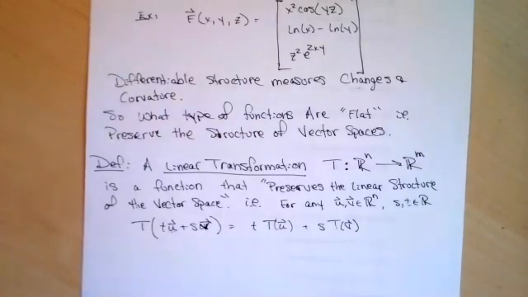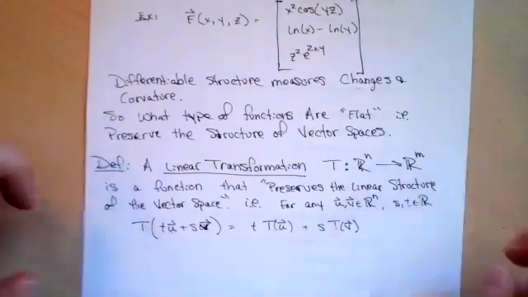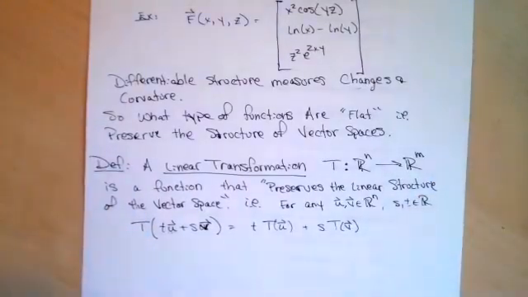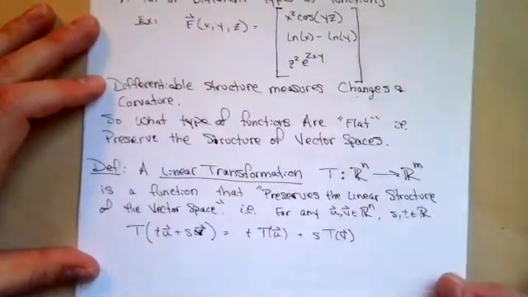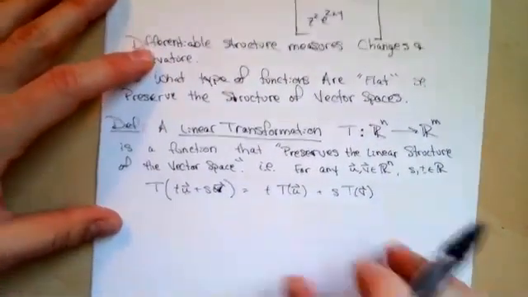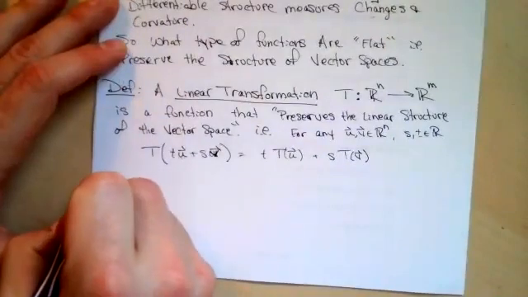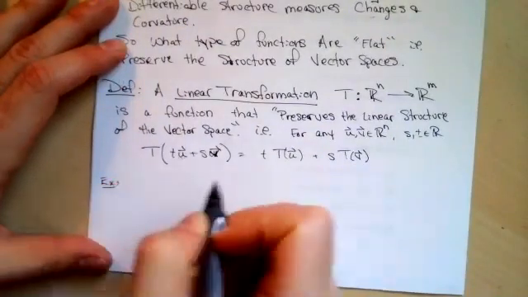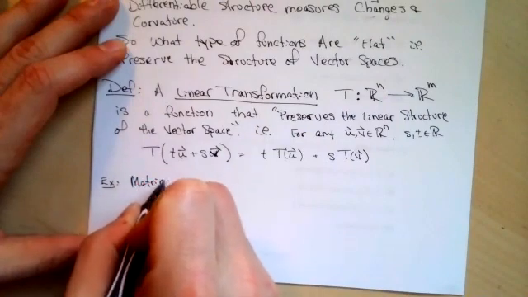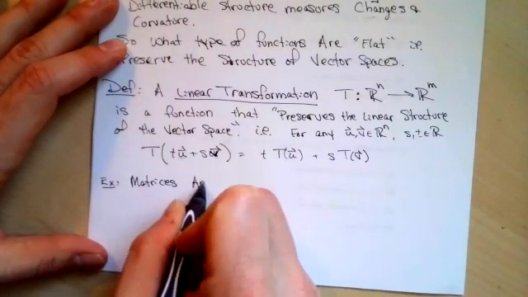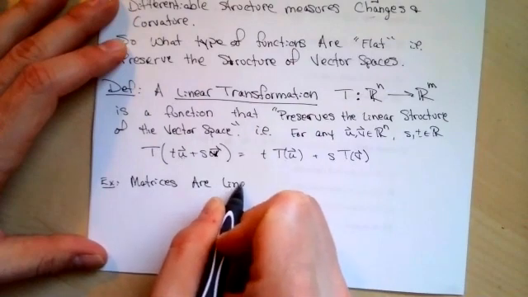And so now, through this definition, this is going to help us deduce what types of functions we can actually have. What types of functions fit this model that will work well with our vector space structure? So we saw an example on Friday where we said matrices are linear transformations.